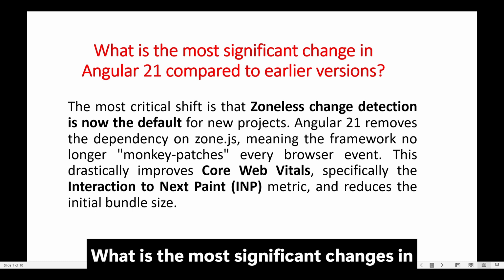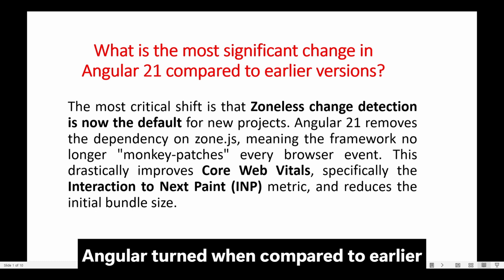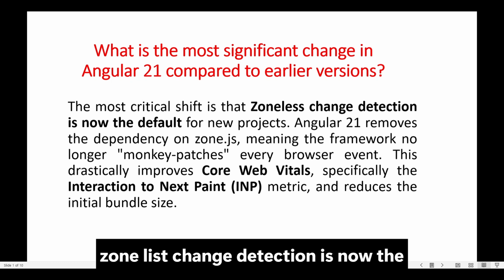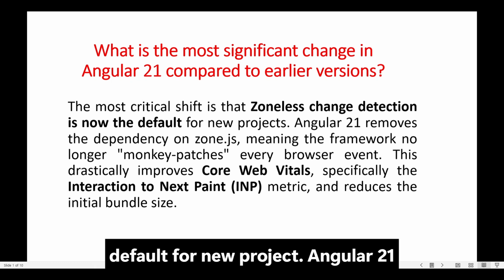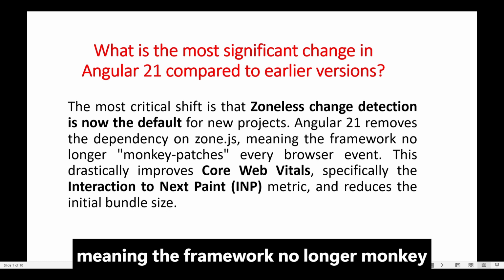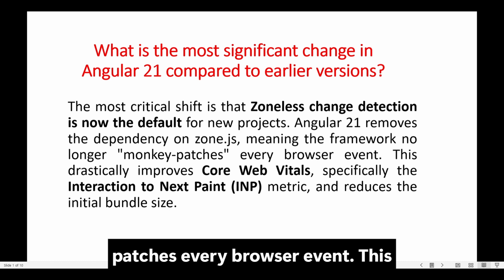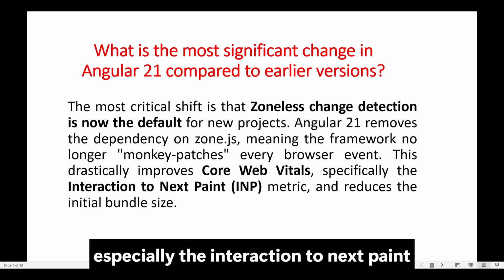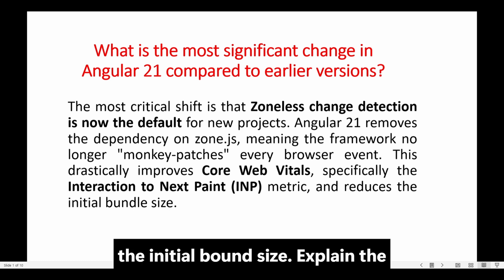What are the most significant changes in Angular 21 compared to earlier versions? The most critical shift is that zoneless change detection is now the default for new projects. Angular 21 removes the dependency on Zone.js, meaning the framework no longer monkey patches every browser event. This drastically improves Core Web Vitals, especially the Interaction to Next Paint metric, and reduces the initial bundle size.